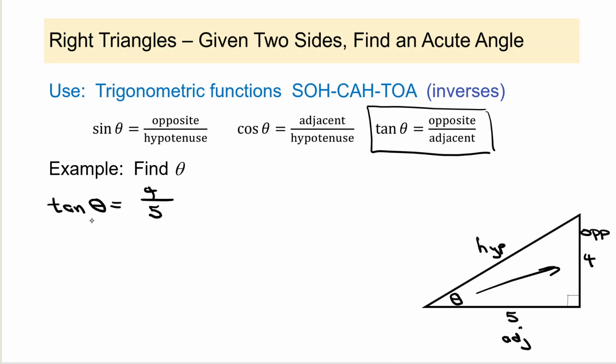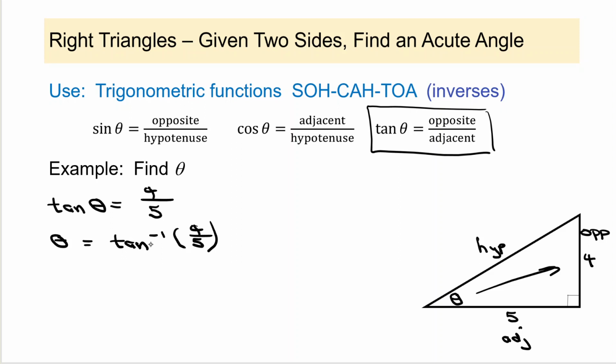Now, look where theta is. It's buried. It's input into my tan function. So what I'm going to need to do here is use the inverse tangent function to get at theta. So I'm going to take the inverse tangent of each side of the equation. So the inverse tangent of the tangent gets me to theta. Then the inverse tangent of 4/5 is the right side of my equation.